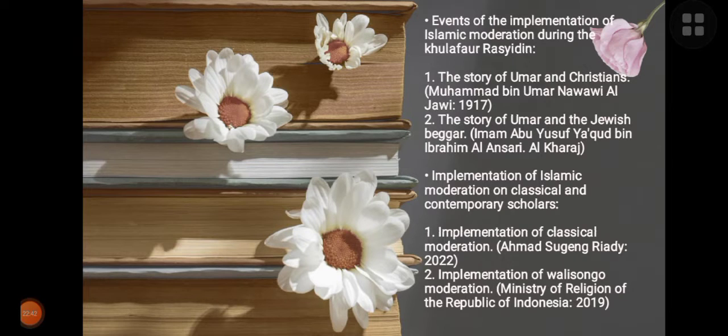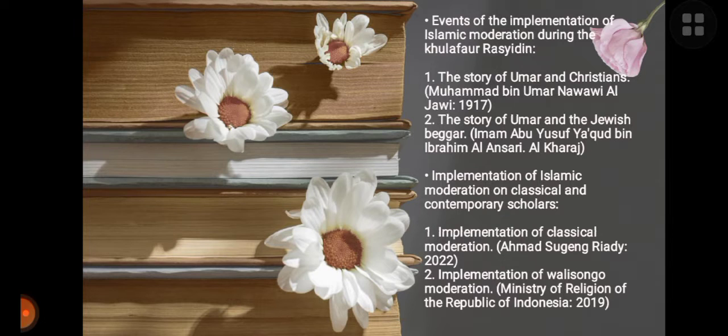Then, the third point is about the events of the implementation of Islamic moderation during the Khulafa ar-Rashidin. 1. The story of Umar and the Christian. 2. The story of Umar and the Jewish beggar.